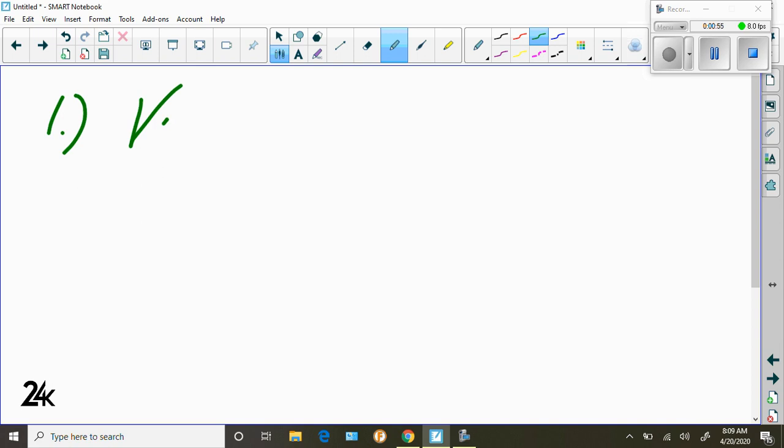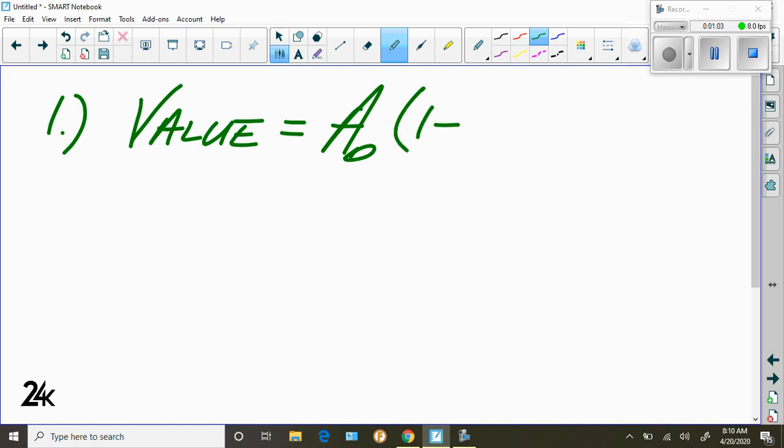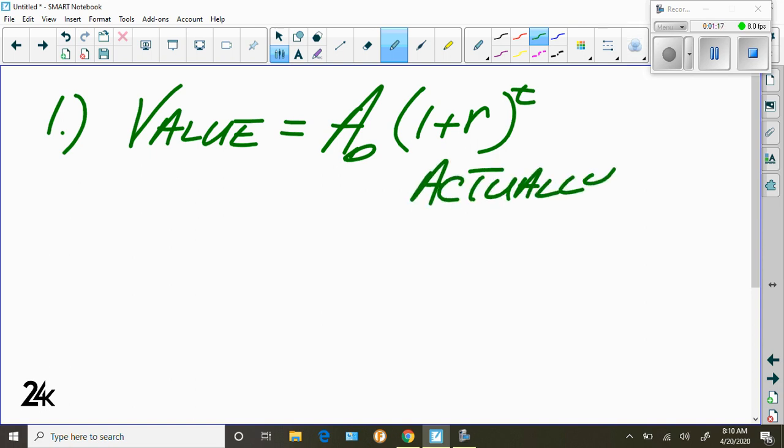This is a clue for number 1. The value is going to be the starting amount, a sub 0, and then it's going to be 1 plus the rate to the time. And I know on the book it says just write out the general equation, but I actually want you to solve it. Okay, so actually find value. Okay, I want to see your work.